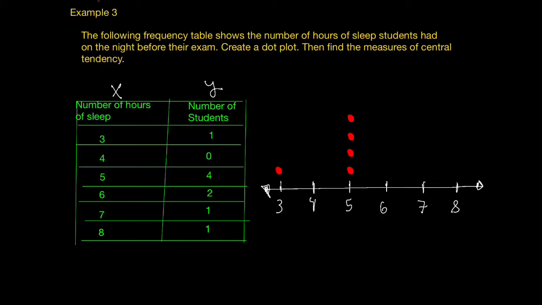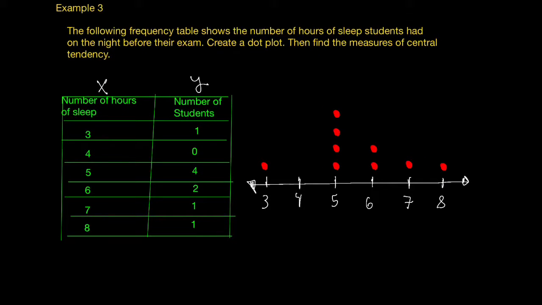For 6 hours, we have a frequency of 2. For 7 hours, we have a frequency of 1. And for 8 hours, we have a frequency of 1. So I'm going to draw one red dot above each one of these. And we have our dot plot completed. The final part of this question is to address the measures of central tendency. So we have to get the mean, median, and mode.